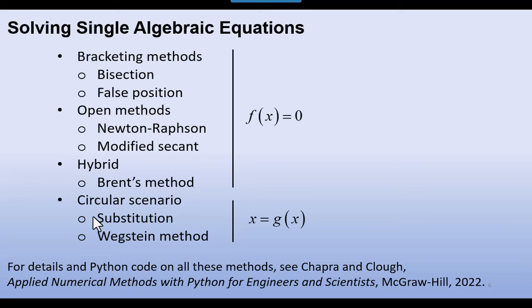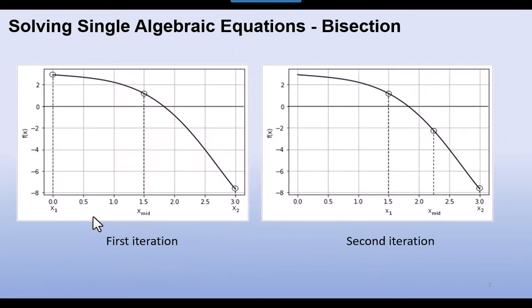So let's start simple with single algebraic equations and bisection. And here we have an equation which we describe as f of x versus x, and we're showing what a plot of that equation would look like, and we're interested in the condition where f of x equals 0. So this intersection right here represents the solution that we're trying to determine.